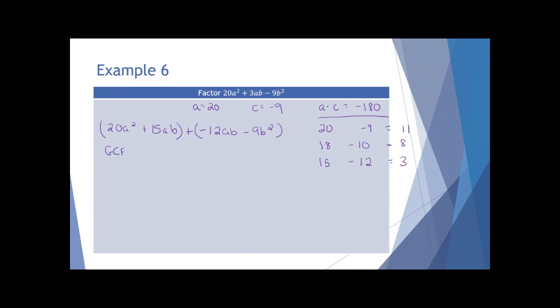So now I need to find the greatest common factor. So out of 20 and 15, I can divide out a 5. And then I have an a squared and a, so I can factor out an a. The second grouping, whenever that first term is negative, you're always going to factor out a negative. So I'm going to have a negative here. And then I can divide a 3 out of 12 and 9. And I can take out a b. So my GCF is negative 3b.